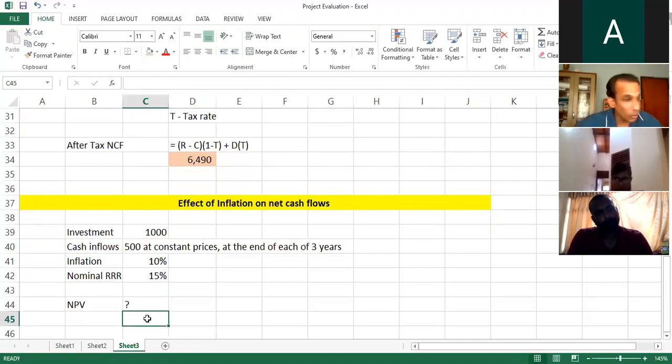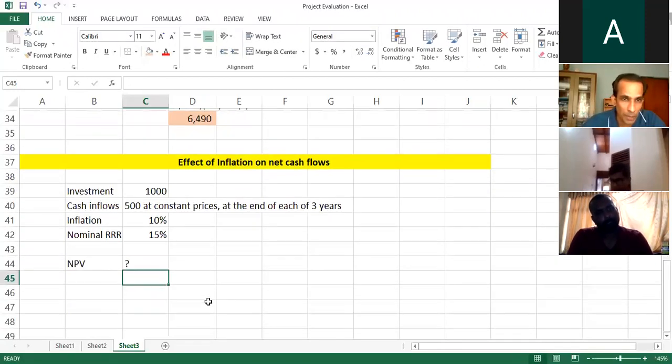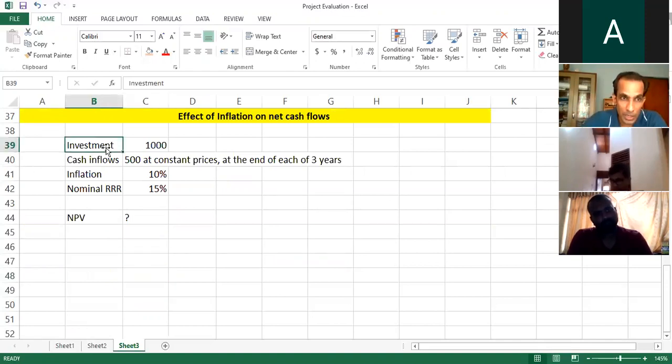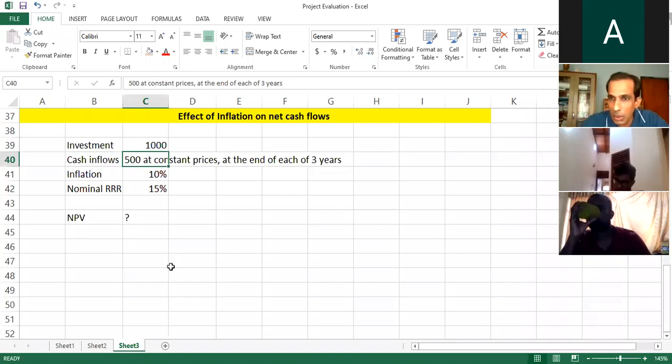So look at the study text now. All the information is here. To see the effect of inflation on cash flows, we need to calculate NPV for this project. A very simple example. Investment is $1,000 and these are the cash inflows: 500 at constant prices. What are these cash flows?